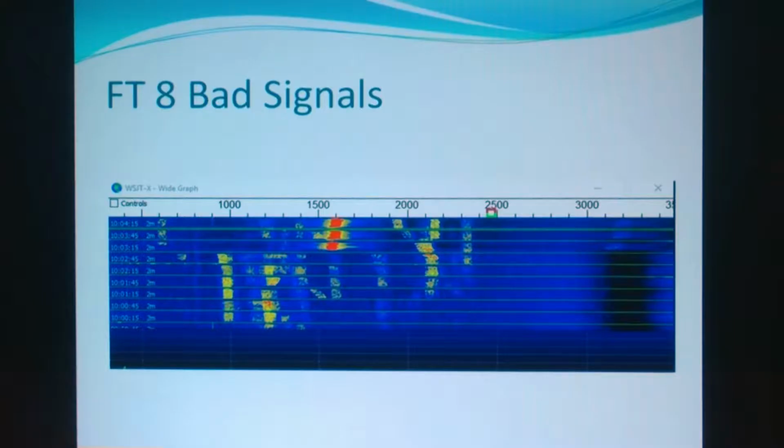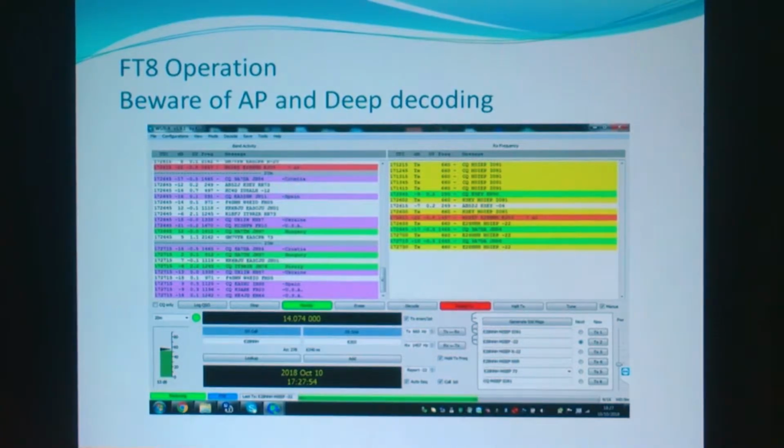This is 2 metres. It's very difficult to see bad signals on HF because they're so busy. They're all linked to one another. You just get solid lines in the middle there. I hope you can see this. So this is a bad decoding. Can you see that? You probably can't.